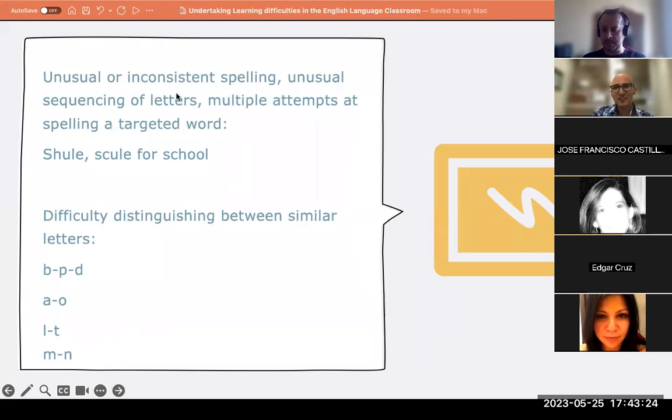Unusual or inconsistent spelling, unusual sequencing of letters, multiple attempts at spelling a targeted word. Look at this, "shule," "skule" for "school." Okay, they may have difficulties discriminating similar looking letters like B's, P's, D's, A's, O's, L's for I's, M's, N's.